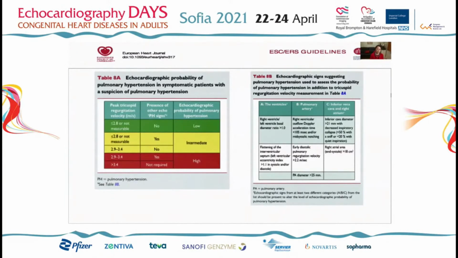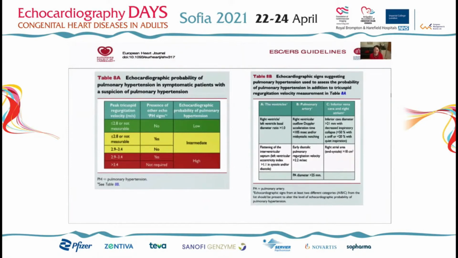According to these ESC guidelines, using echo to assess the probability of pulmonary hypertension, we can use the tricuspid valve regurgitation velocities. If the TR velocity is less than 2.8, and there is no additional sign of PH, the probability is very low. But when the TR velocity is more than 2.9, with additional signs of pulmonary hypertension, then the patient is more likely to have PAH.